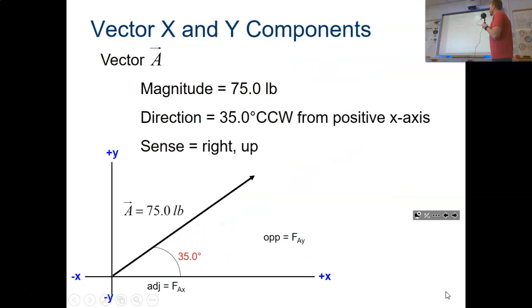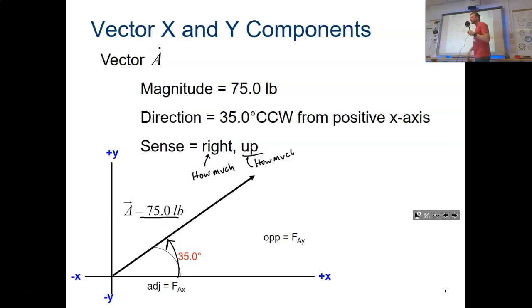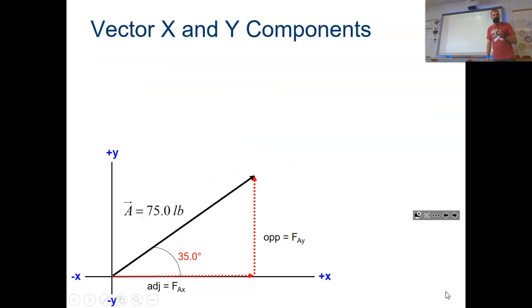Let's say, here we go with an example. So they're giving you this vector. It's 75 pounds, and it's pulling at 35 degrees above the x-axis, or they say counterclockwise from the positive x. So the sense is up and to the right. And what we're going to do is find the components of that vector. So the question is, how much to the right is this thing pulling? How much is this thing pulling up? And that's what we're going to do when we do this problem. We're going to find how much to the right and how much up this thing is pulling.